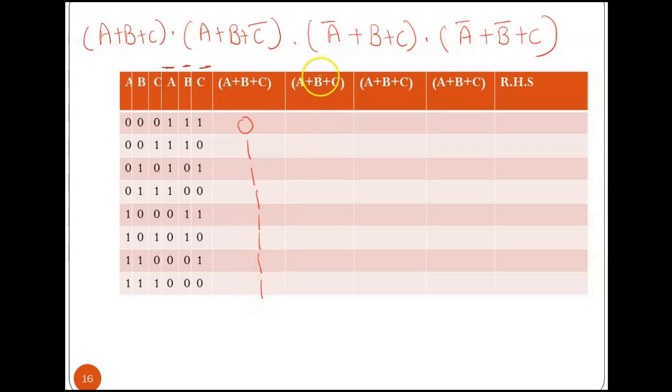Okay. Now we have A plus B plus C bar. So this is A, this is B, and this one is C bar. So first two and the third, the last one. So 0 plus 0 plus 1 is 1. 0 plus 0 plus 0 is 0.